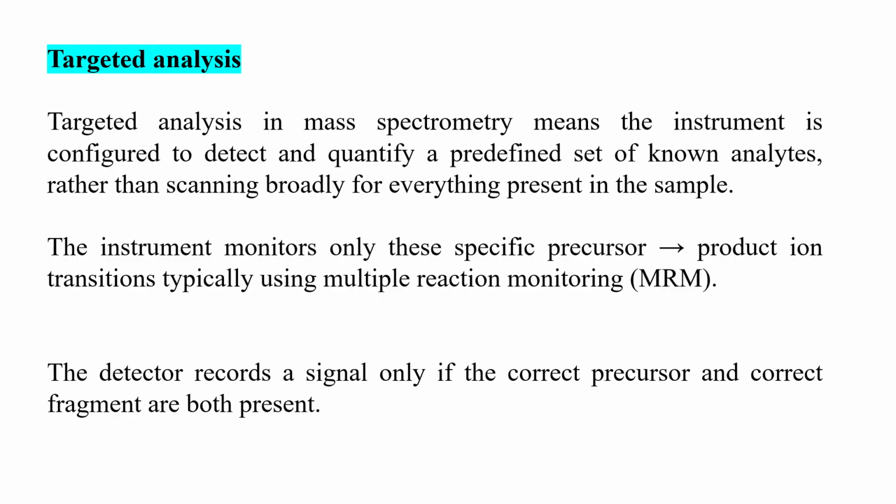Targeted analysis in mass spectrometry means the instrument is configured to detect and quantify known analytes, a set of known analytes, rather than scanning broadly for everything present in the sample. So the instrument monitors only these specific precursor product ion transitions, typically using multiple reaction monitoring. Now the detector records a signal only if the correct precursor and correct fragment are both present.